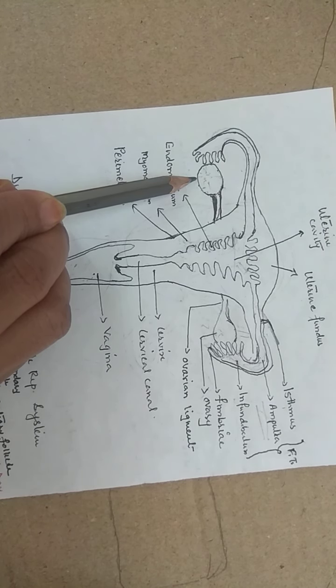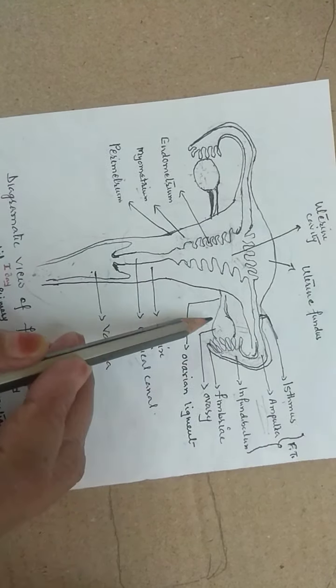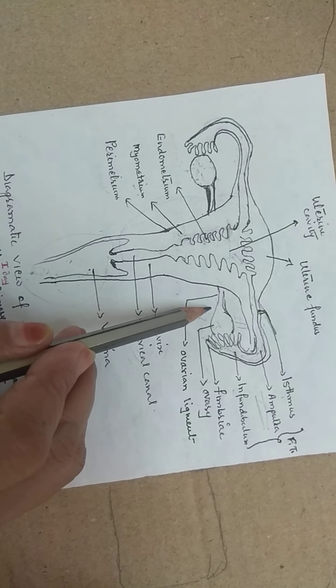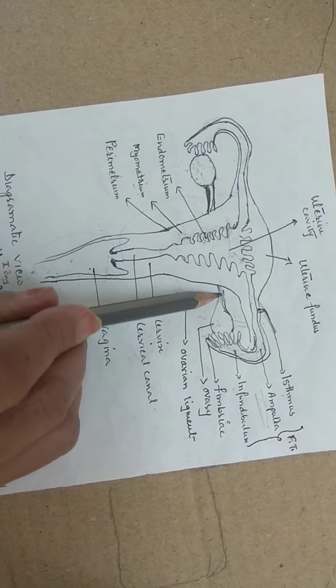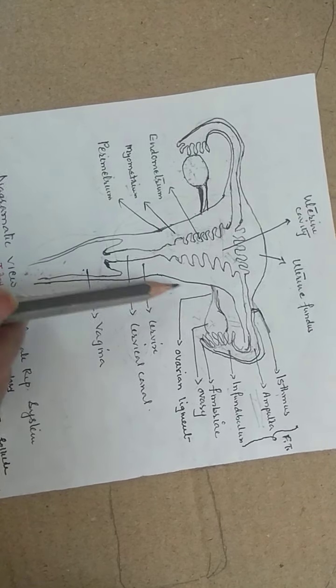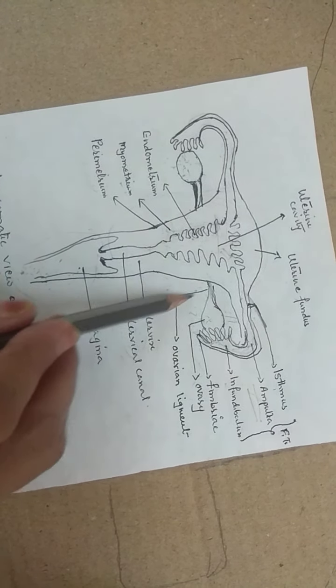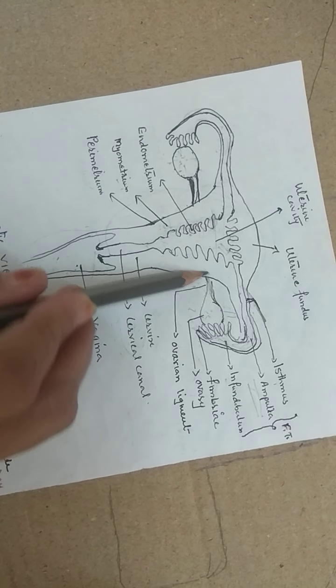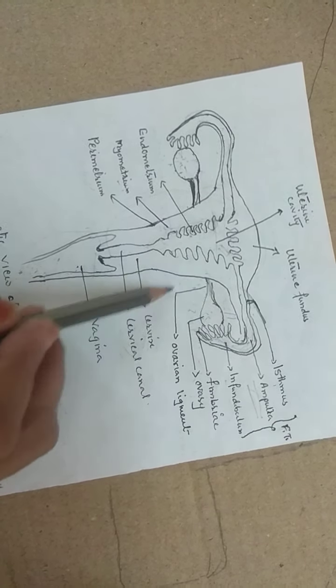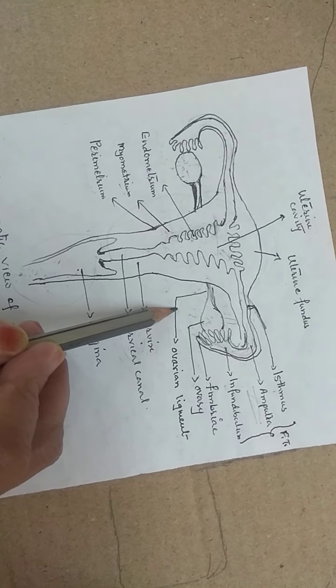Each ovary is held in position by a ligament attaching it to the uterus as well as the abdominal body wall. You can see this ligament very clearly here. This ligament is called the ovarian ligament. It is attaching the ovary to the uterus. At the same time they are attached to the body wall also. Clear?